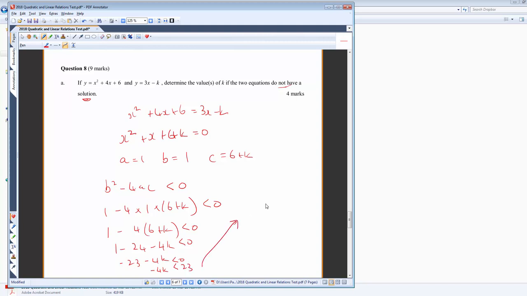Just going to go over to here. We're going to divide by negative 4 on both sides. k is greater than negative 23 on 4, noting that we flipped the inequality when we divided by the negative. So that basically says for any value of k larger than negative 23 on 4, we're not going to get a solution. Okay? If it's bang on, we're going to get one solution, and if it's less than that, we're going to get two solutions.